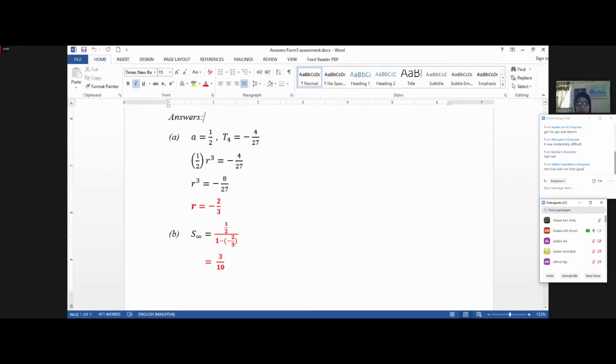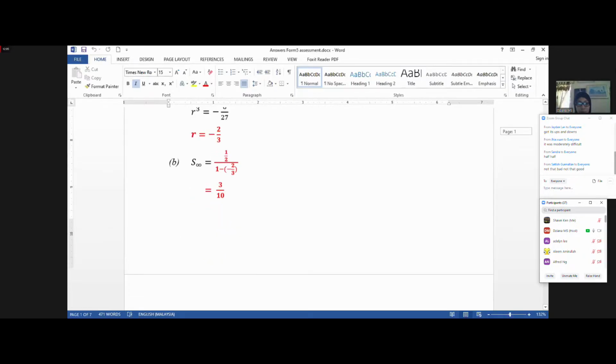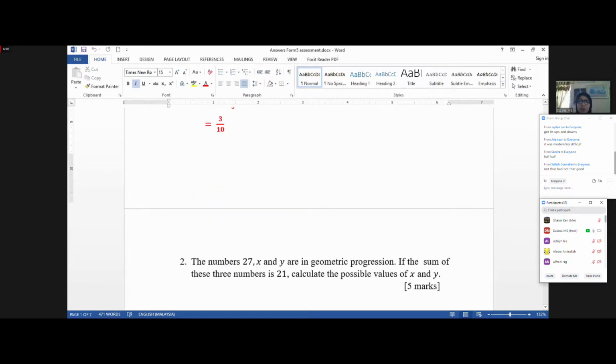Then it's question number 2. All right, this one. The question is quite short, but the mark is 5. The numbers 27, x and y are in geometric progression. So it is one after another, in order, 27, x and y. If the sum of these 3 numbers is 21, calculate the possible values of x and y.